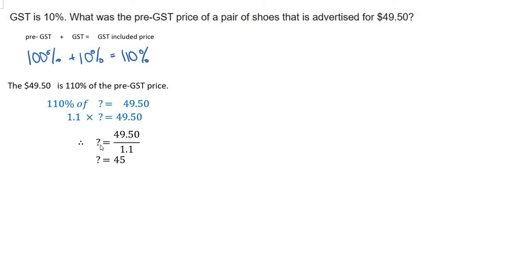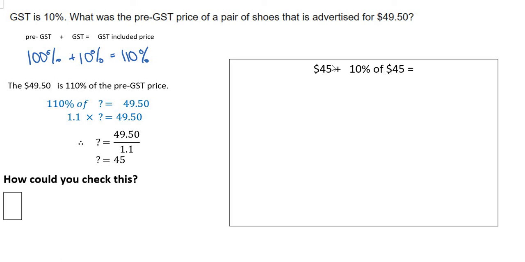So to find that certain number, we're going to do the opposite. We're going to go $49.50 divided by 1.1 is going to give us that number. So $49.50 divided by 1.1 gives us an answer of 45. So how could you check this? Well, we could always substitute back into our original problem and find out if $45 plus our GST is going to give us our $49.50.